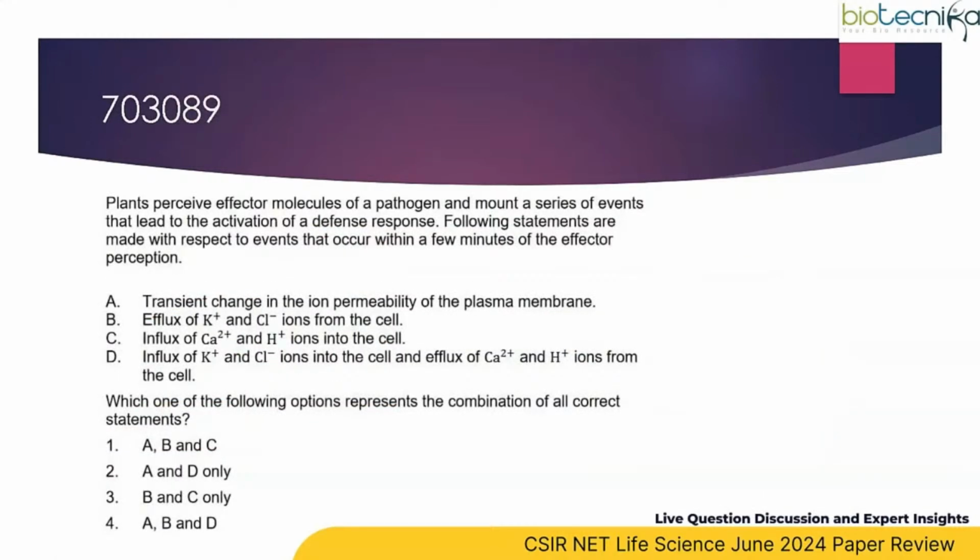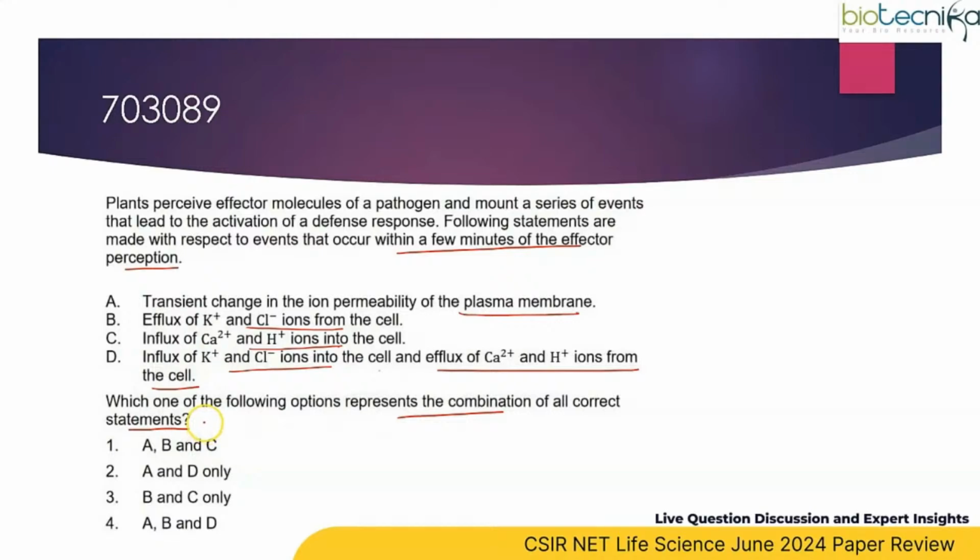Next is question number 703089. Plants perceive effector molecules of a pathogen and mount a series of events that lead to the activation of a defense response. The following statements are made with respect to events that occur within a few minutes of the effector perception. A. Transient change in the ion permeability of the plasma membrane. B. Efflux of potassium and chloride ions from the cell. C. Influx of calcium and hydrogen ions into the cell. D. Influx of potassium and chloride ions into the cell and efflux of calcium and hydrogen ions from the cell.